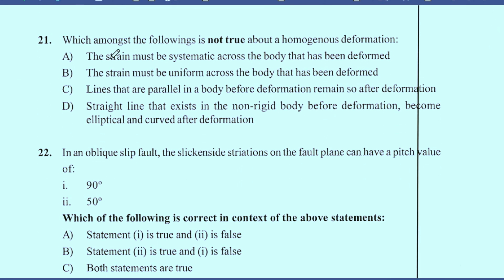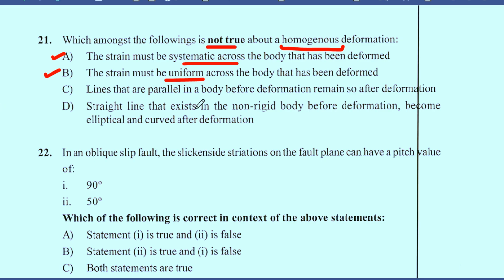Next question is which among the following is not true about a homogeneous deformation? Not true. They're talking about homogeneous. Homogeneous means the material is the same and the deformation is also the same, the same type of forces are applied. If the same type of forces are applied, we will get a systematic deformation. The strain must be systematic across the body that has been deformed. Yes, uniform is there, because it is homogeneous deformation.